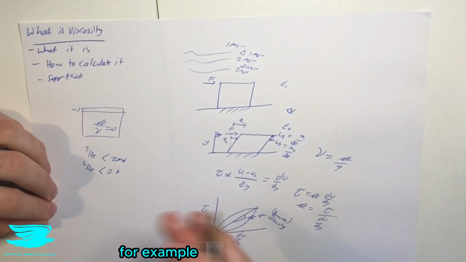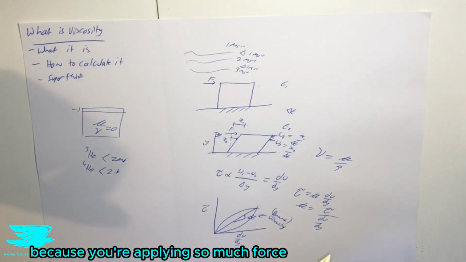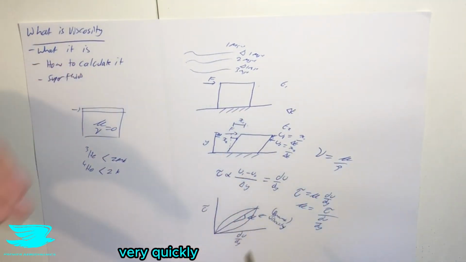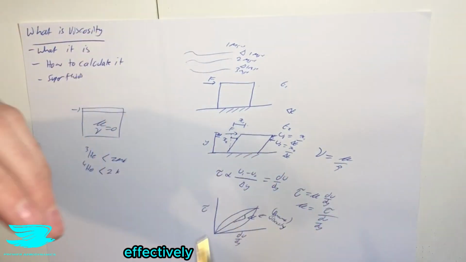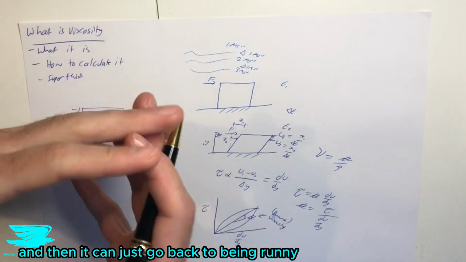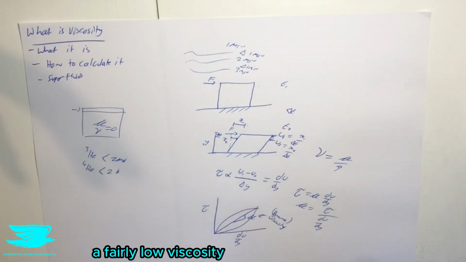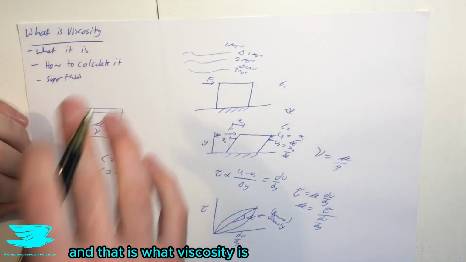What this means is, for example, with oobleck, if you were to punch it, as we've seen, or hit it really hard very quickly, because you're applying so much force very quickly, the viscosity skyrockets and creates this solid effectively instantaneously until the force has dissipated, and then it can just go back to being runny and having a fairly low viscosity. So that is what a non-Newtonian fluid is, and that is what viscosity is, how to calculate it, and superfluids.